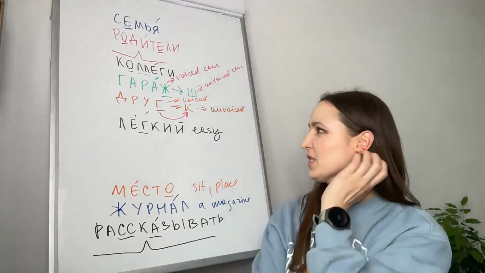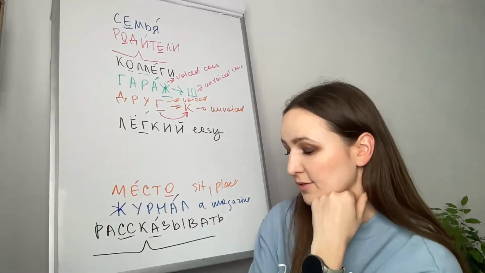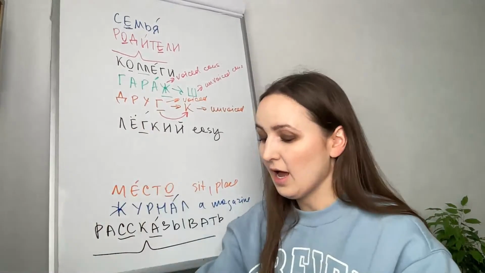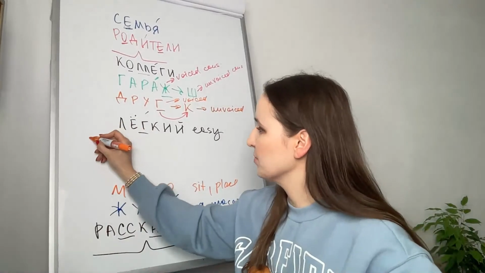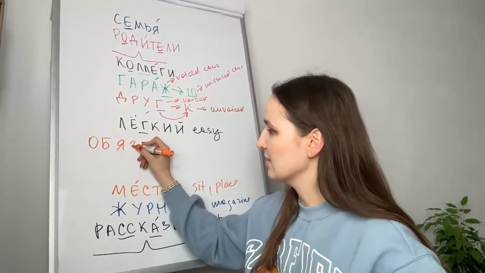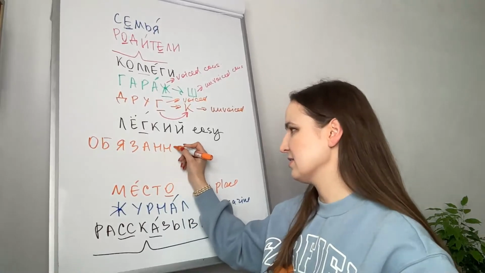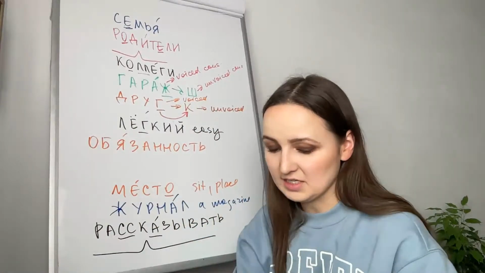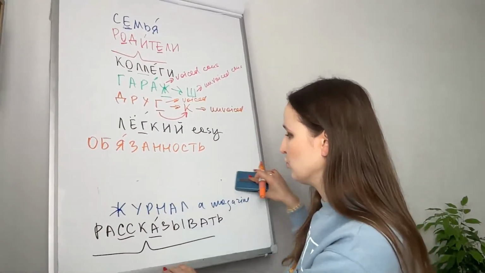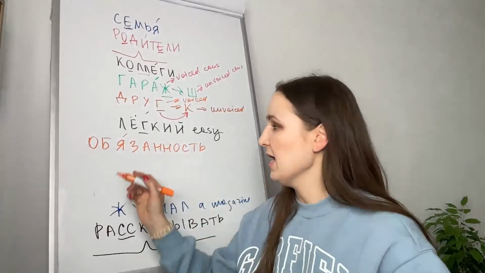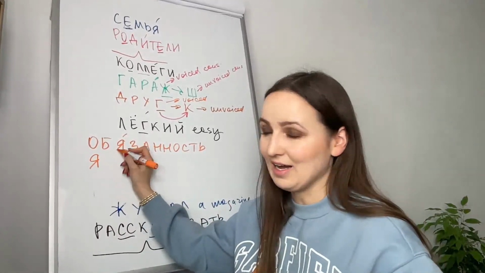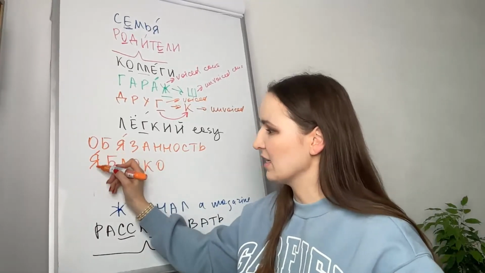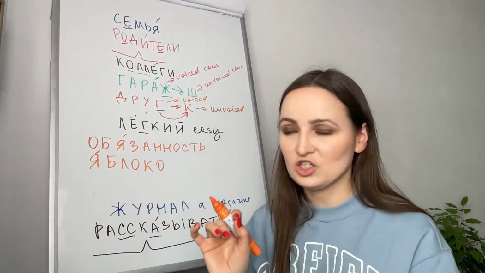Очень хорошо. Отлично. Дальше. Следующее слово. Обязанность. Давайте напишем. Обязанность. Here я. Я is stressed, so don't reduce it. Pronounce it as я, as in the word яблоко. Yablaka. It is stressed, so don't change it.